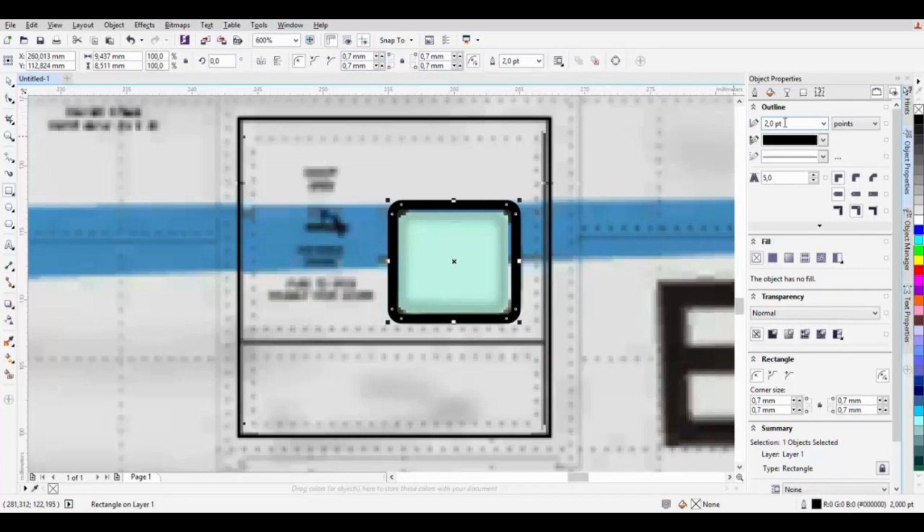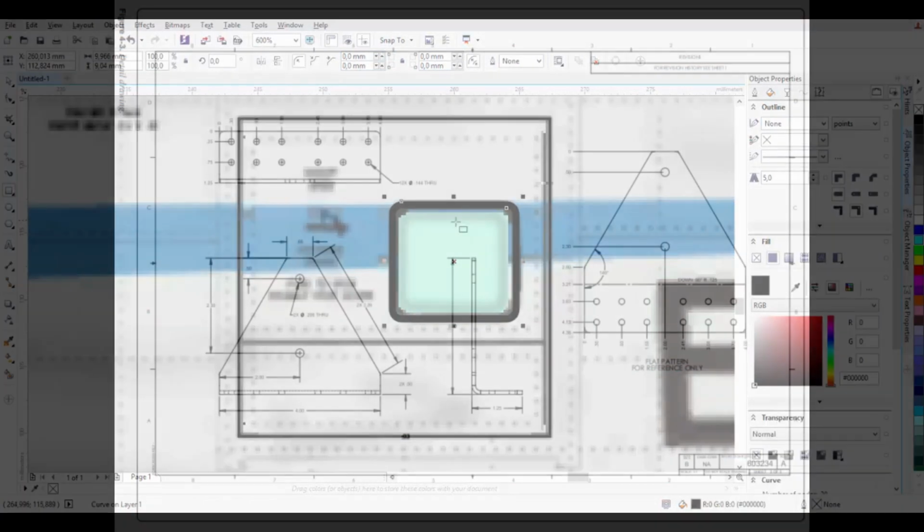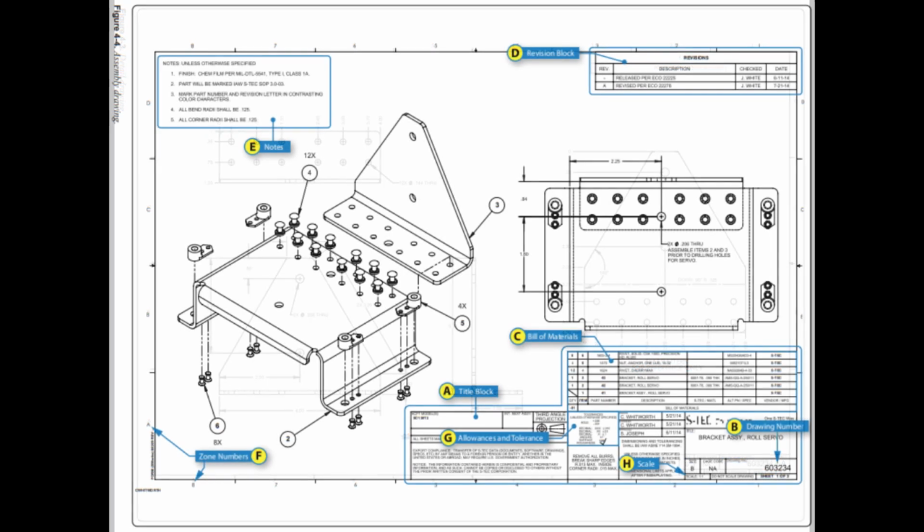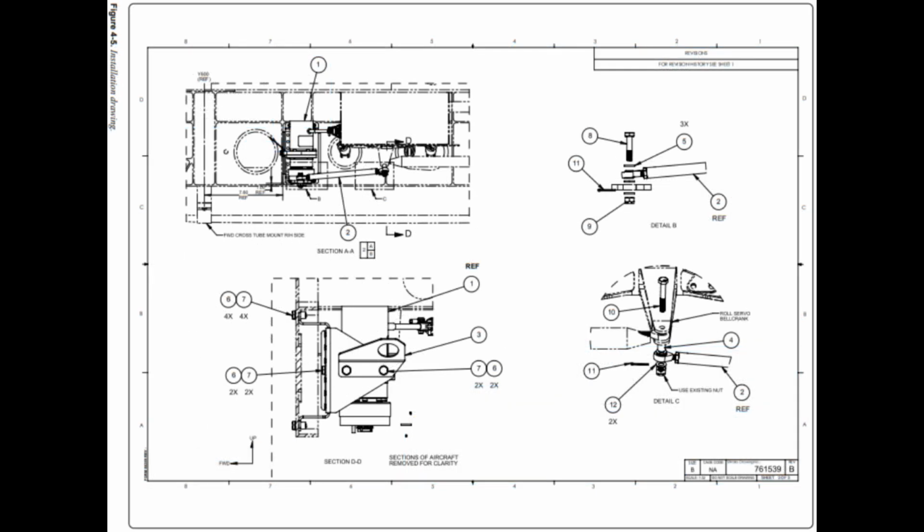End of page 4-3. Figure 4-3. Detail drawing. End of page 4-4. Figure 4-4. Assembly drawing. End of page 4-5. Figure 4-5. Installation drawing. End of page 4-6.